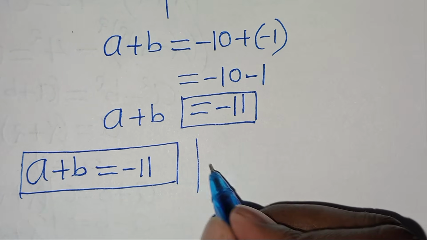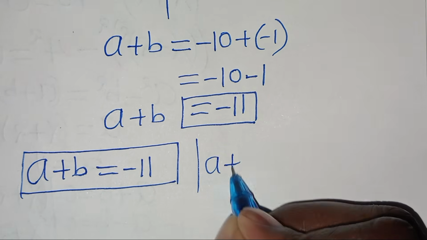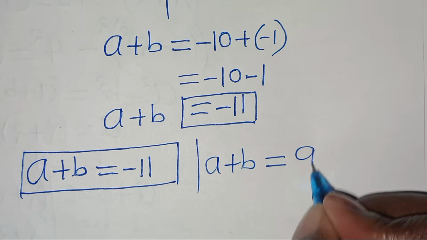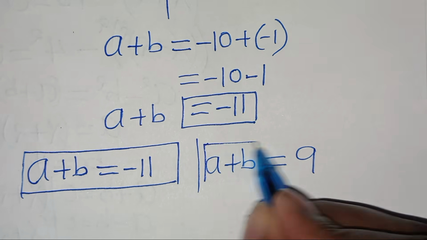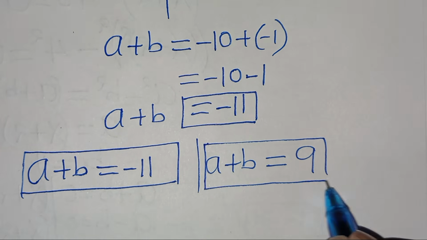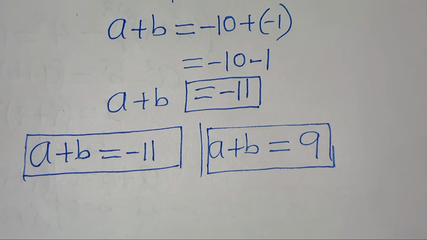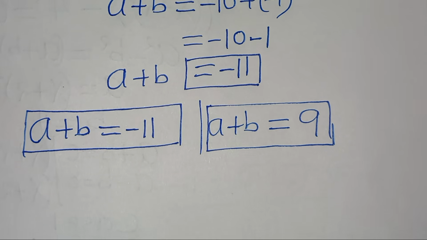And again, in the first case, a plus b is equal to 9. So these are the solutions to this algebra problem.